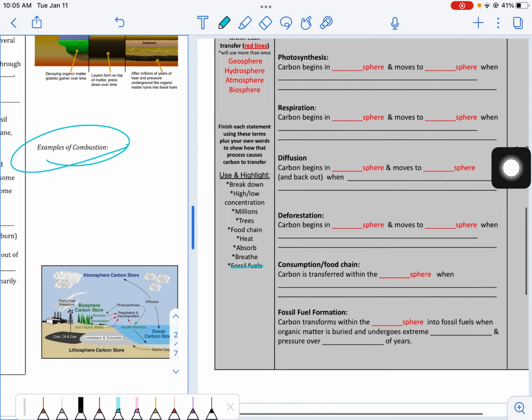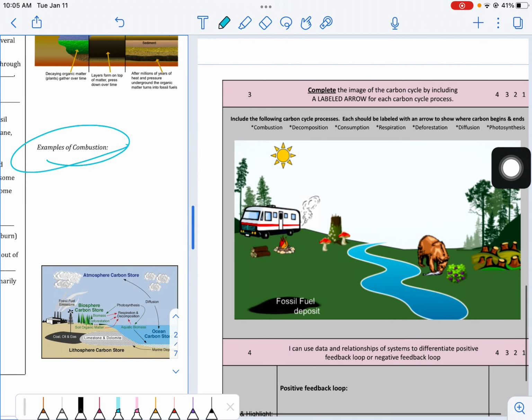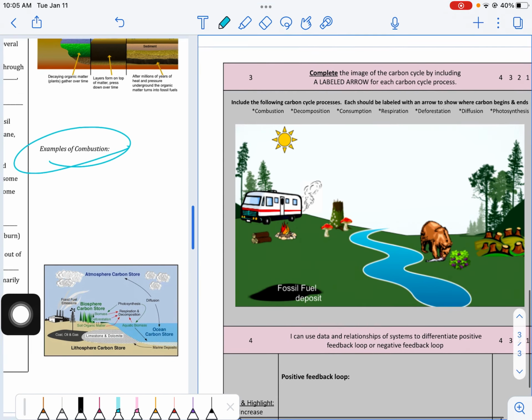So keep going. Learning target 3 then is just illustrating that. So for example, this combustion one, we want to show burning of fossil fuels. So looking at our picture, the only burning of fossil fuels is, again, going to be like that example, the car. So we want to put our own arrow in for combustion and label it up.